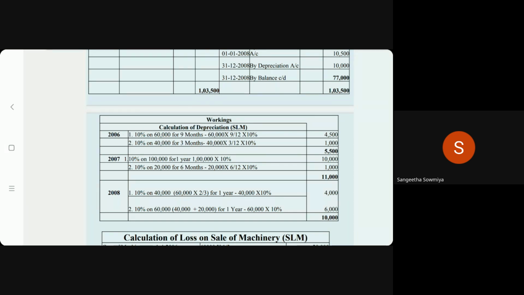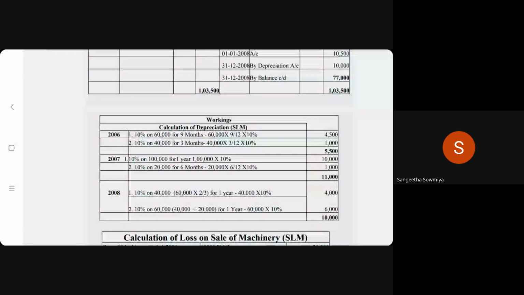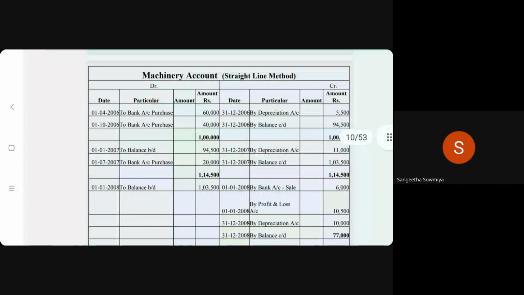The second machinery you have purchased only on 1/10. So how many months have you used? 10, 11, 12, 3 months. So 40,000 into 10% into 3/12, that is 1,000 rupees. Okay. So totally 5,500 rupees you have to write on the credit side of your ledger account. By depreciation 5,500, right?